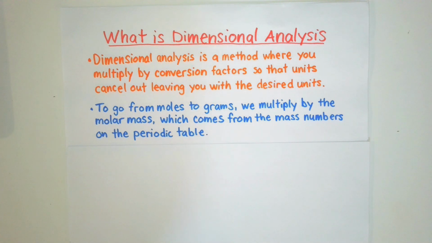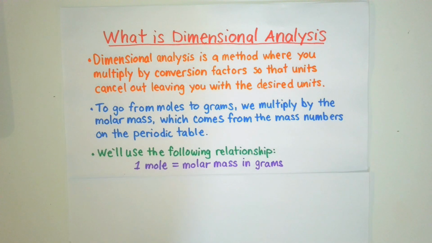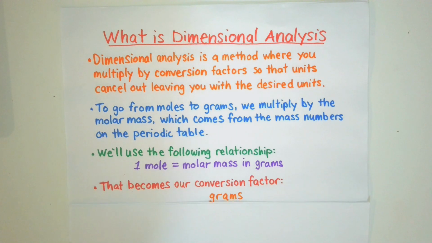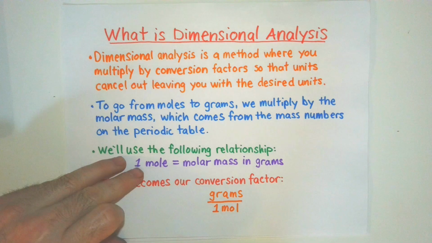To go from moles to grams, we multiply by the molar mass, which comes from the mass numbers on the periodic table. We use the following relationship: 1 mole is equal to the molar mass in grams. That becomes our conversion factor, where our conversion factor will be in grams per mole. Okay, so let's do an example.